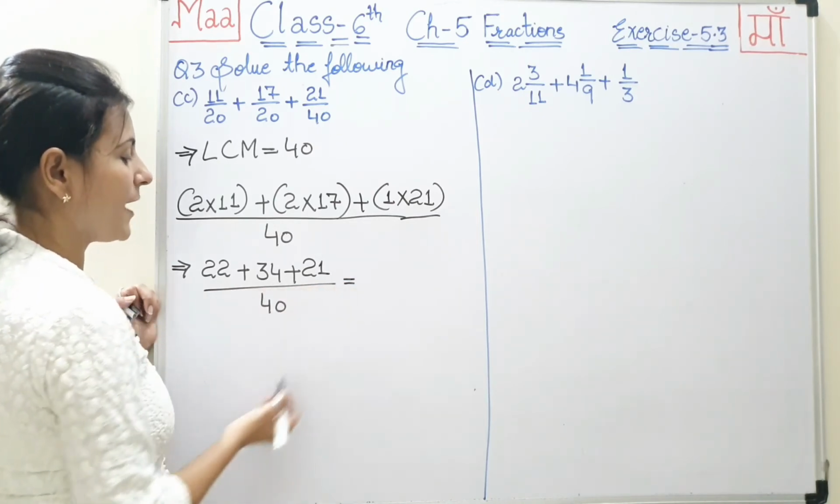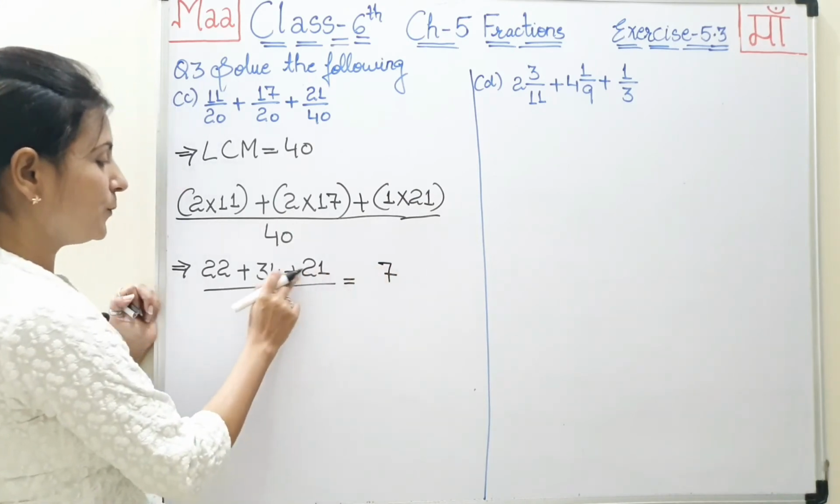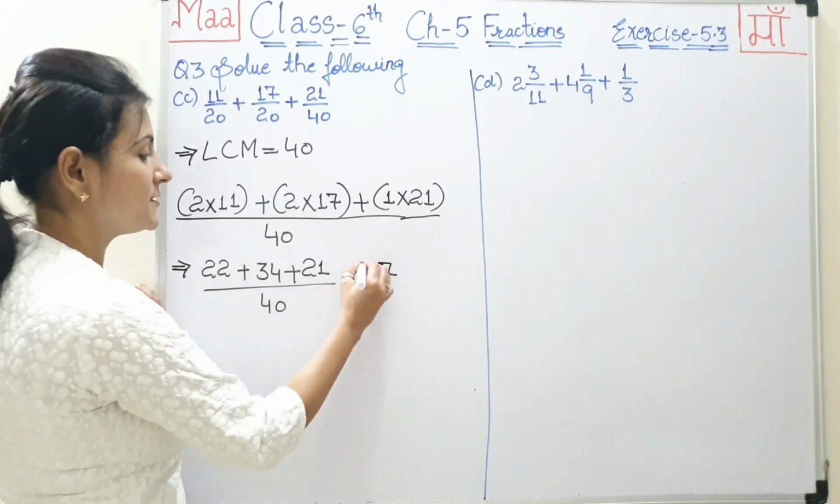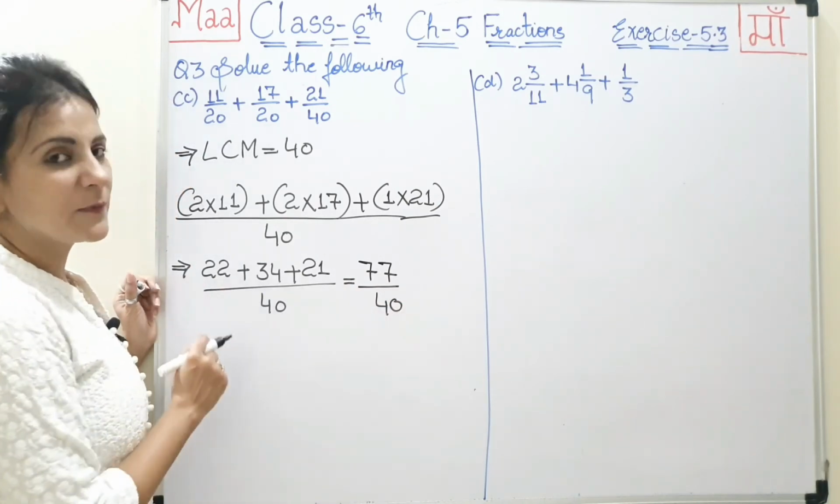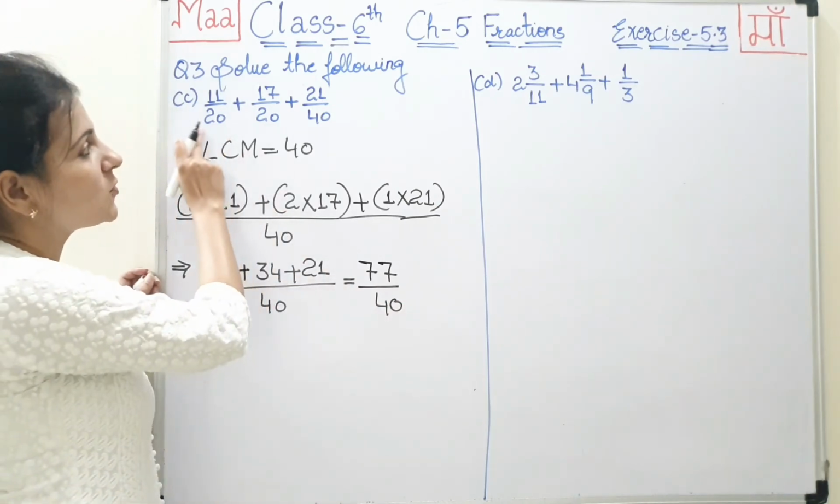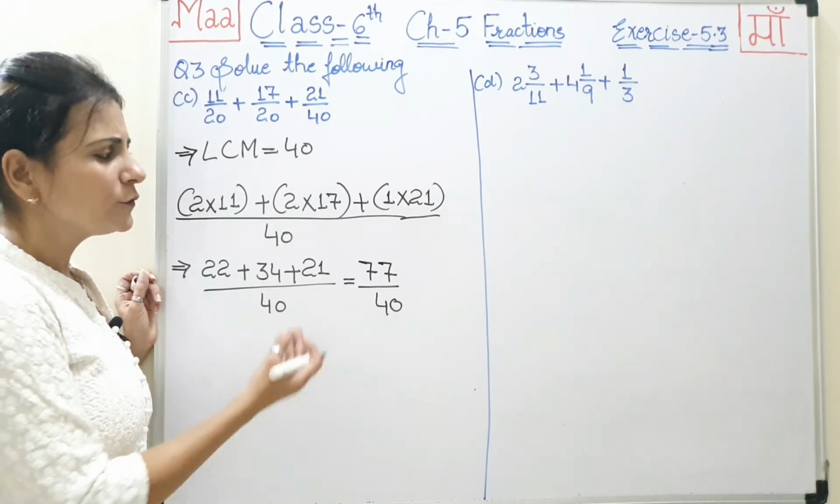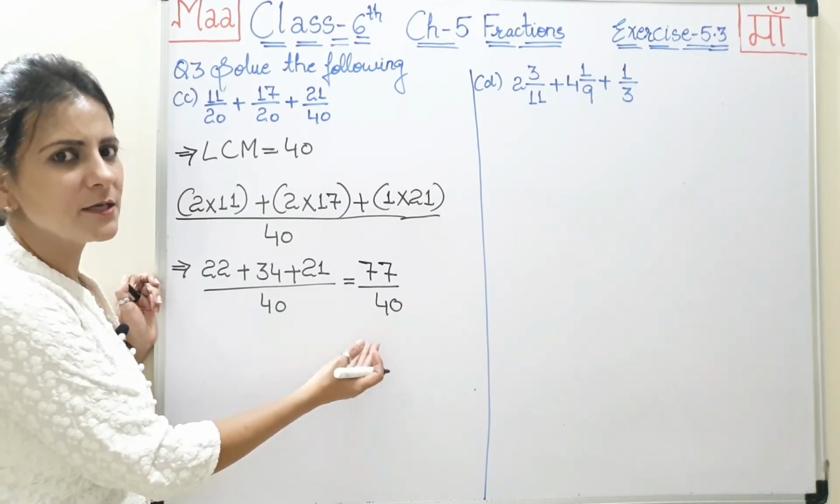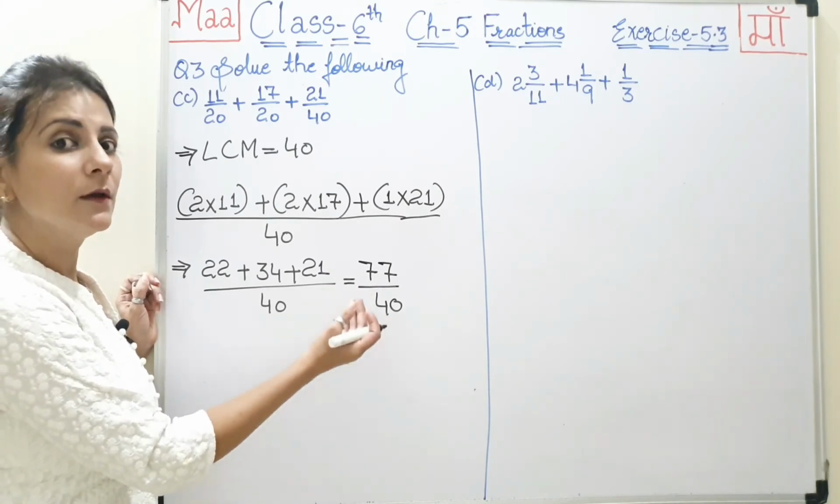Now we have to add it. So 4 + 2 is 6 + 1 is 7, 2 + 3 is 5 + 2 is 7, 77 upon 40. So this will be the answer. Since this question was not given in mixed fraction, ये जो question है mixed fraction में नहीं given था, so it is not compulsory to write the answer in mixed fraction. तो ये हमारे लिए compulsory नहीं है कि हम इसका आंसर mixed fraction में find out करें.